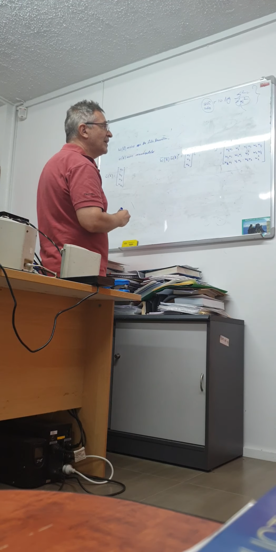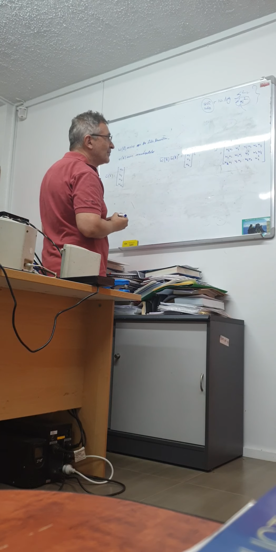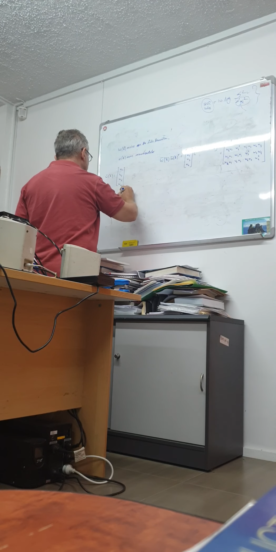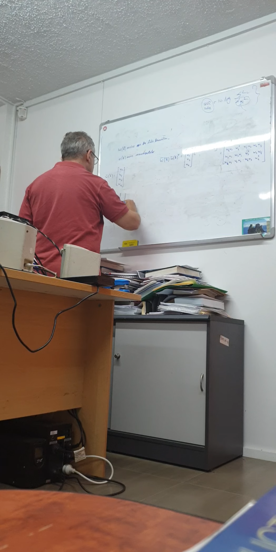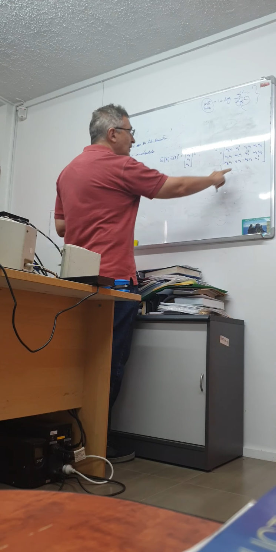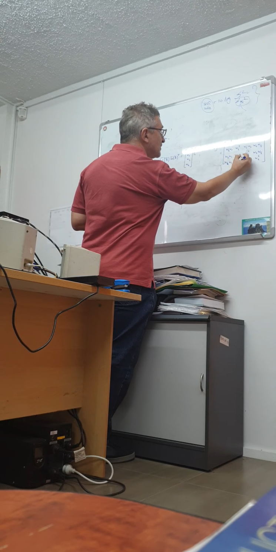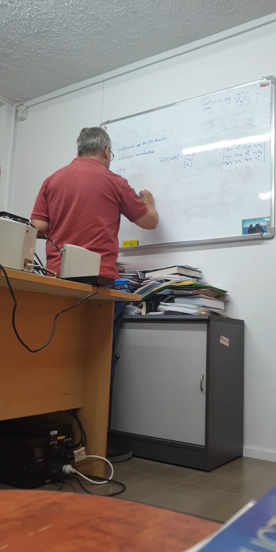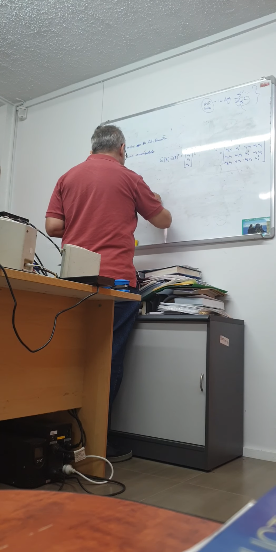Let's try to write this again. What is common here? W1. So I can write W1 multiplied by the vector W1, W2, W3, and W4. And this is the first column. What is common here? W2. This is the second column: W2 times W1, W2, W3, and W4. What about here? W3 times W1, W2, W3, and W4.